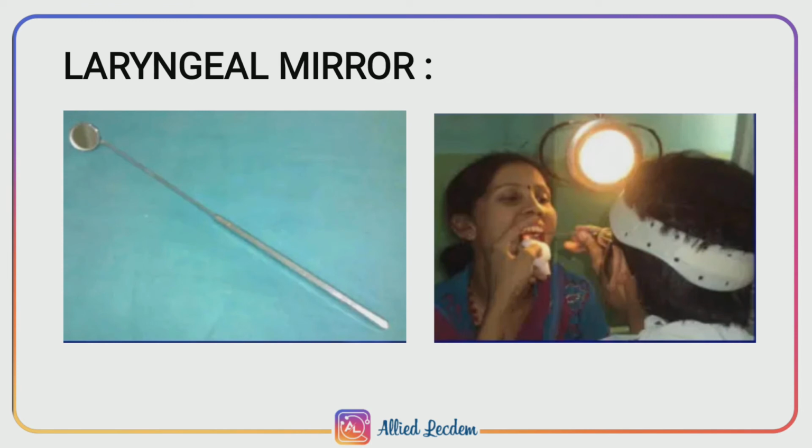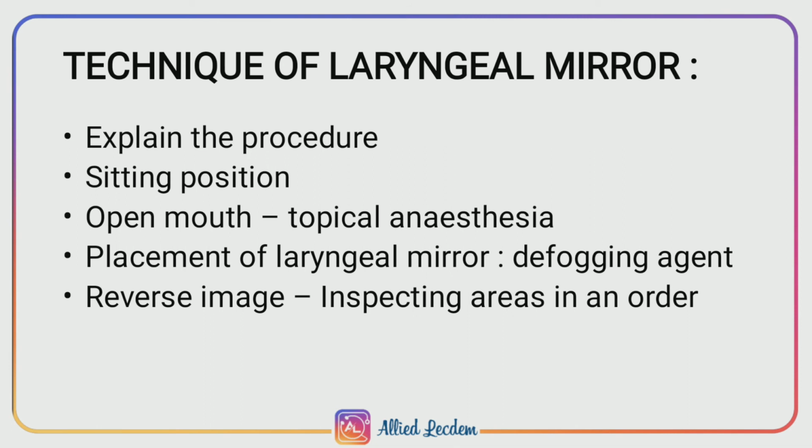Laryngeal mirror. This is a picture of a laryngeal mirror. Technique of laryngeal mirror. Explain the procedure. Sitting position. Open mouth with topical anesthesia. Placement of laryngeal mirror. Defogging agent. Reverse image. Inspecting areas in order.